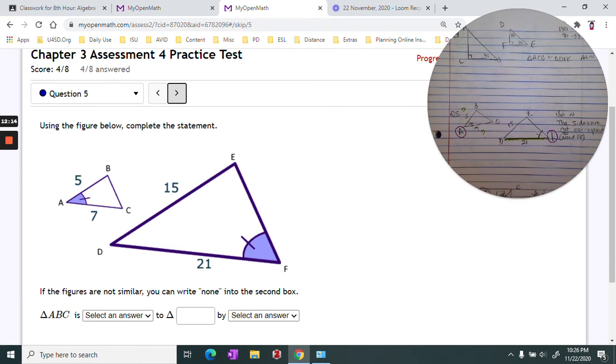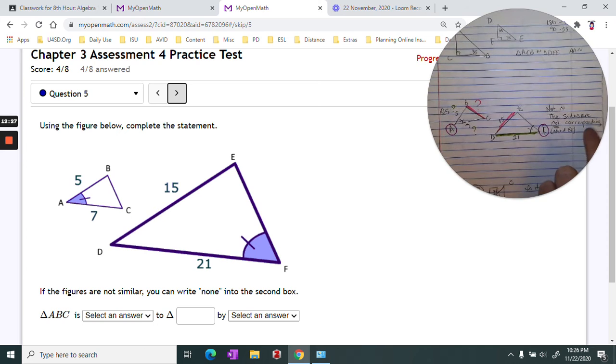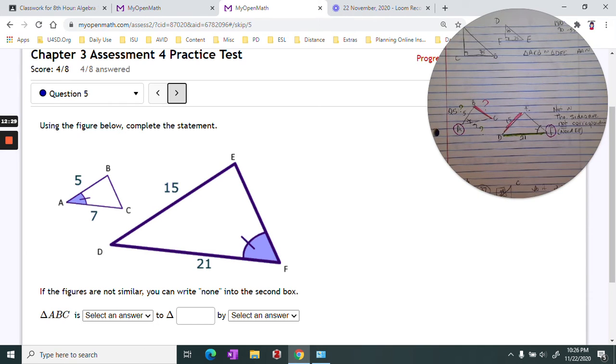And this 15 is over here across from my angle. That's BC. I got nothing there, right? So this is telling me I don't really have corresponding sides. So I cannot make a claim. This is neither, because I don't have enough information.